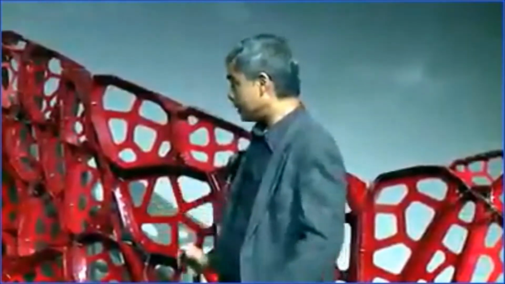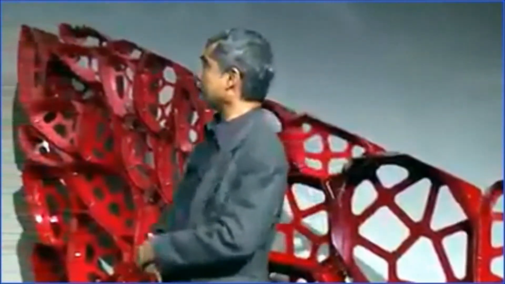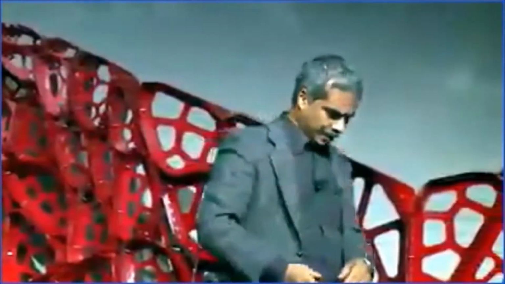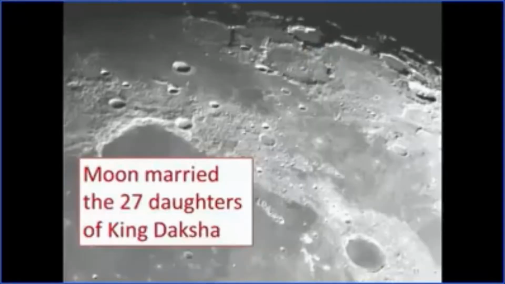So from that, I'd like to take you to a very magical time, again in India, a magical time when the moon married the 27 daughters of King Daksha. Well, if you're the moon and you live in those times, you could get away with polygamy, but don't try it today.